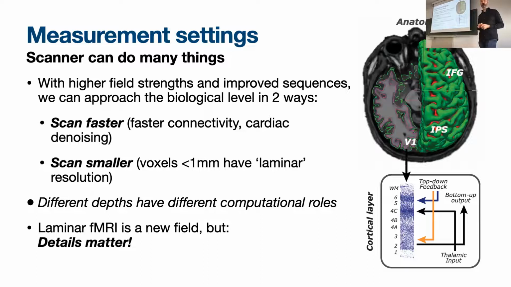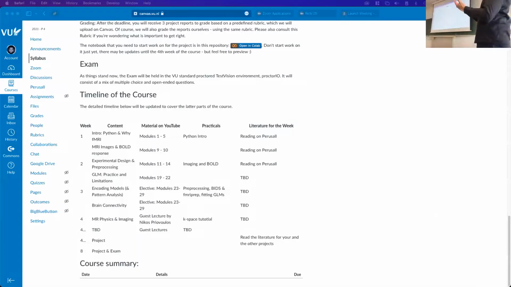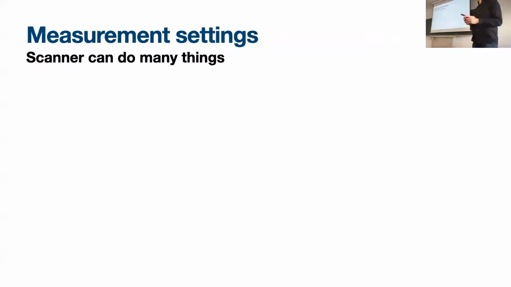At the same time, you can imagine that having voxels this small, things get really finicky. For example, you have to make sure that your functional data overlay with your anatomies.